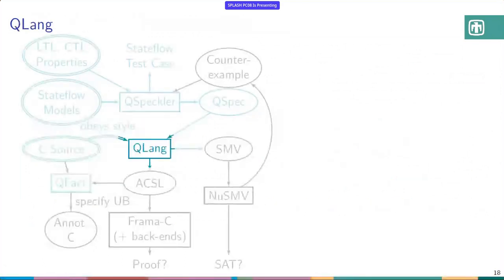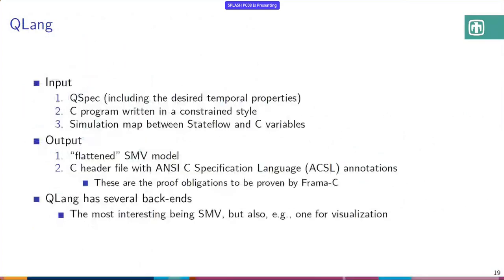Okay, now I'll talk about the center, in some sense the main part of Q, which is QLang, our compiler. So to recap a little bit, we have QSpec, which is our internal representation of a state machine. We have a C program written in a constrained style. We have the simulation map from Stateflow and C variables, which is really just a JSON file, but it maps these variables the same. What happens in QLang is it flattens the SMV model.